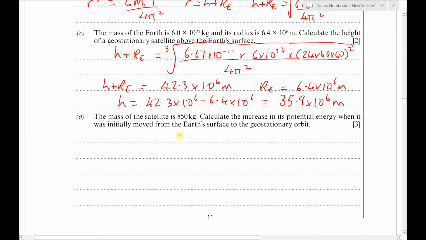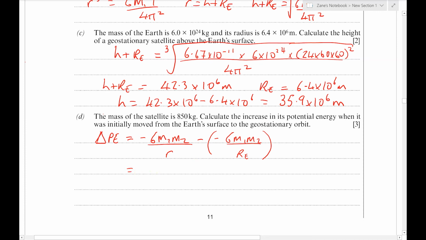For the final part of the question, we're given that the mass of the satellite is 850 kilograms, and we're asked to find its increase in potential energy when it was initially moved from the Earth's surface to the geostationary orbit. Well, gravitational potential energy is given by minus G m1 m2 over r. So if we want to find a difference in potential energy, we can do minus G m1 m2 over the final position, which is at that radius or height plus the radius of the Earth that we've calculated earlier, and we can take away the initial gravitational potential energy, which is minus G m1 m2 over the radius of the Earth.